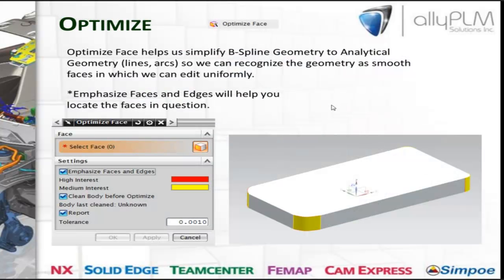Got one more little tiny section here to go over, and these are some optimize tools. So optimize face helps us simplify B-spline geometry to analytical geometry, meaning there might be a face based on a B-spline, and we want that to be lines and arcs, or smooth, mainly so we can edit it uniformly. Okay. One option I emphasized is called emphasize faces and edges. When you turn that on, it's going to help you pick out some of that B-spline geometry which you want to optimize. Okay, and there's a tolerance value, so we can go out and try to find different sizes of faces to optimize, and I'll show you that in a minute.